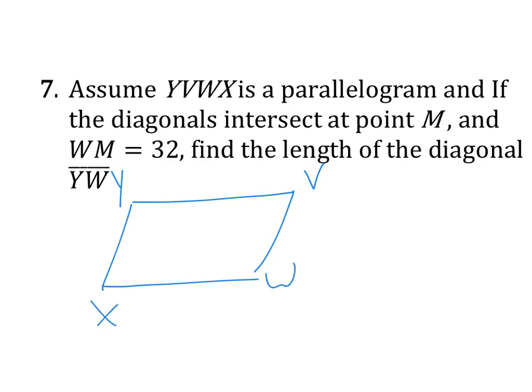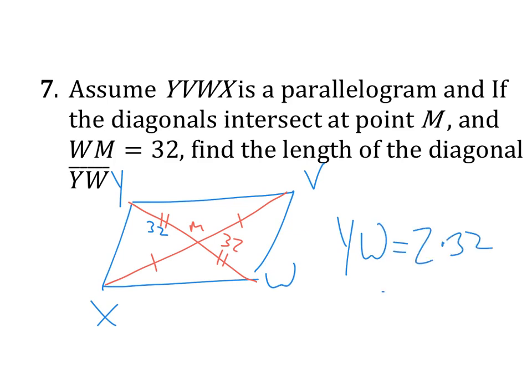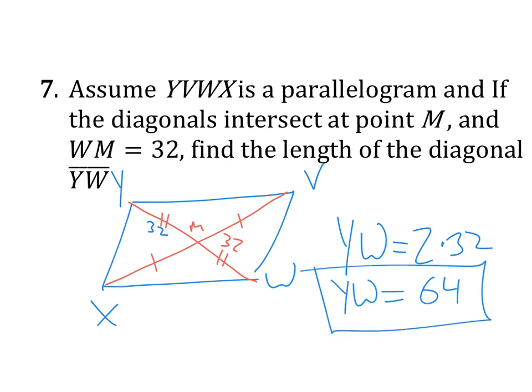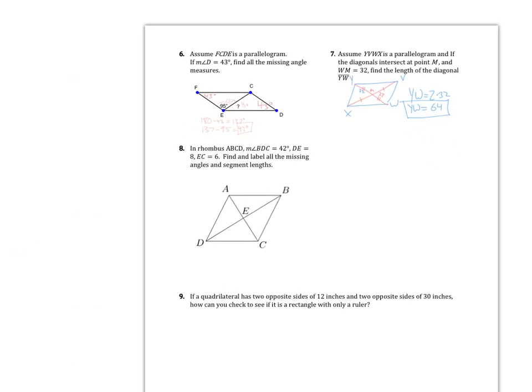YVWX. Okay, the diagonals intersect at point M, and we need to know that this is the midpoint. So if WM is 32, that means this guy over here has got to be 32 also. And so the length of the diagonal has to be twice as long. So YW equals 2 times 32, which is 64. Okay? So the length of that diagonal is 64, double that given length.